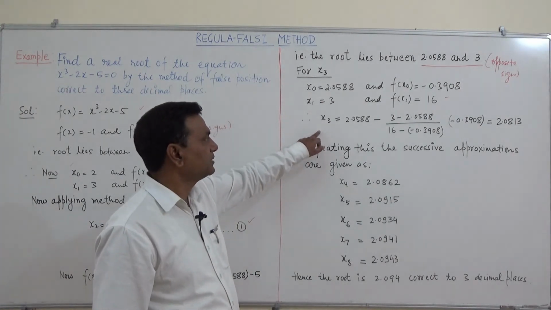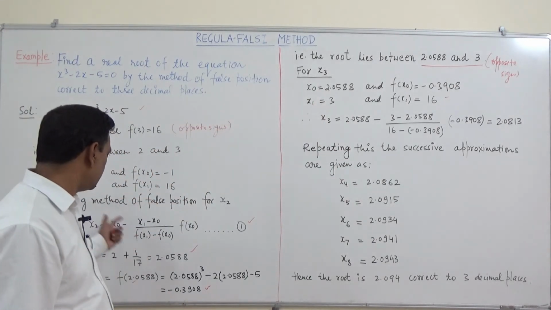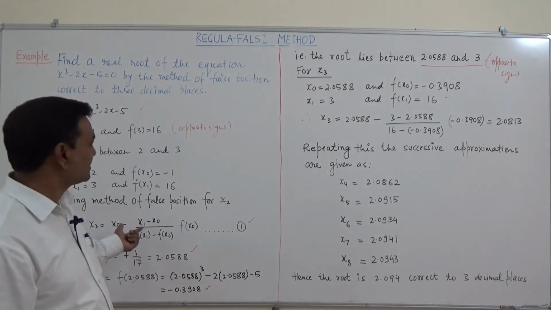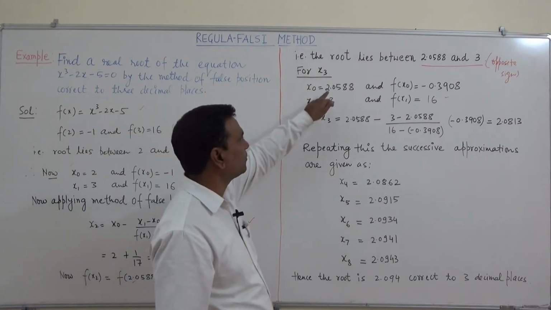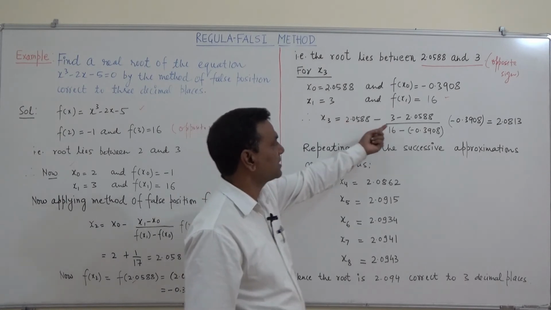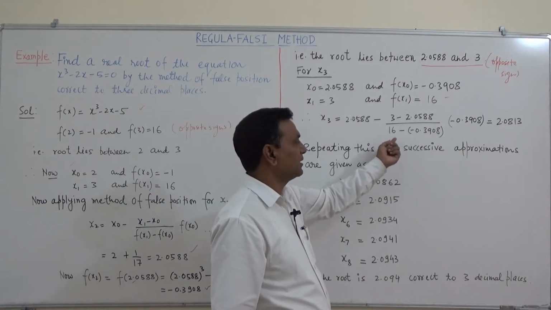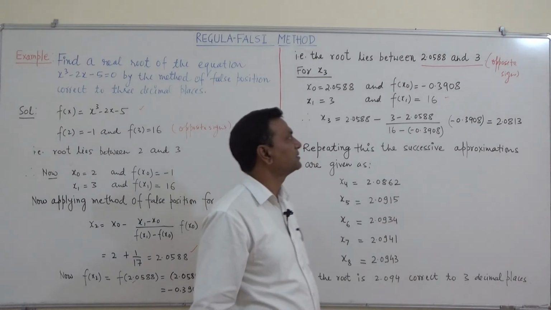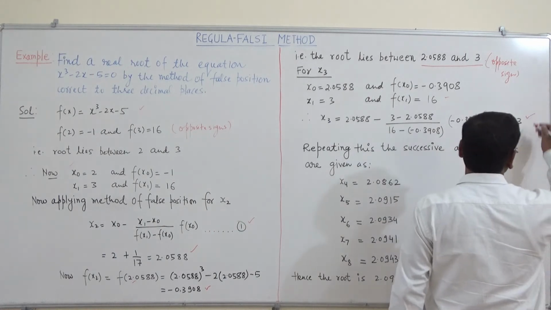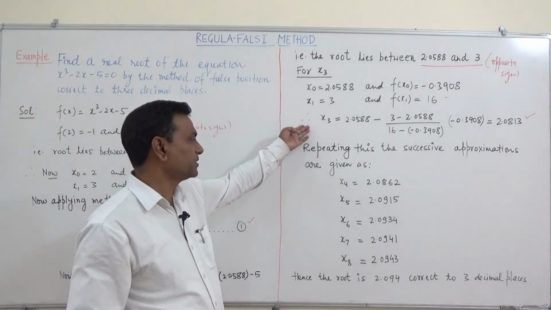Now we will straightforwardly put these values in this formula. Earlier we had x0 and x1, and these are now 2.0588 and 3. So we put these values in x0, x1 minus x0, f(x1) minus f(x0), and f(x0). It comes out that the value of x3 is 2.0813. So this is the next approximation.